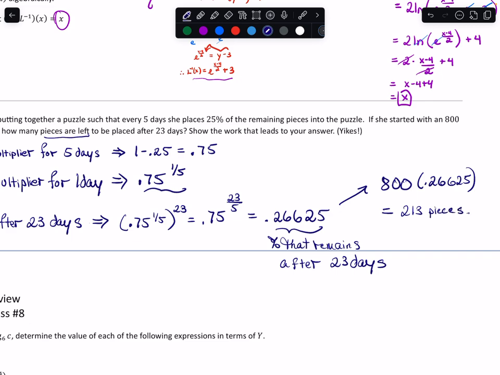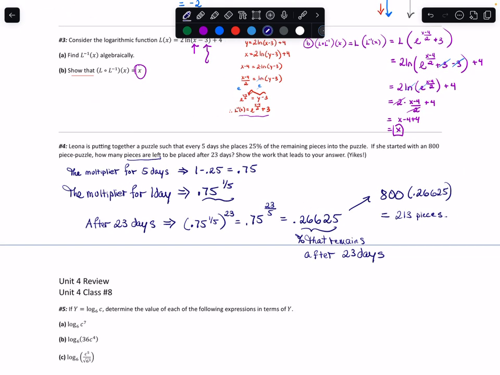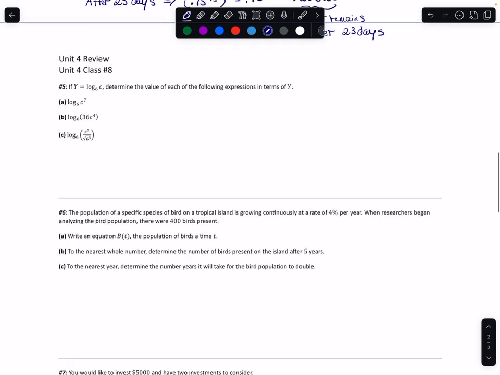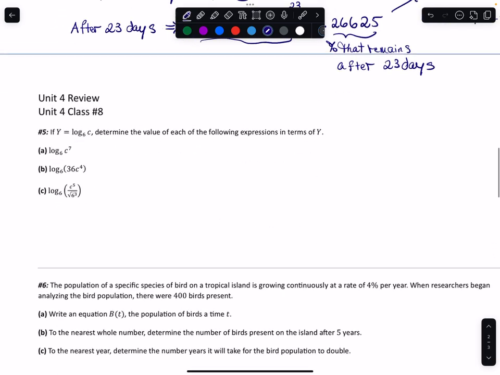I think people don't like that question. And I think it's because, especially here, you have to manipulate the rate to be effective for a different time period twice. First you start out with the 5-day multiplier. Then you figure out what the 1-day multiplier is, and then I get the 23-day multiplier. Lovely. Anywho, okay, moving on, so we don't sit here and listen to all this forever.